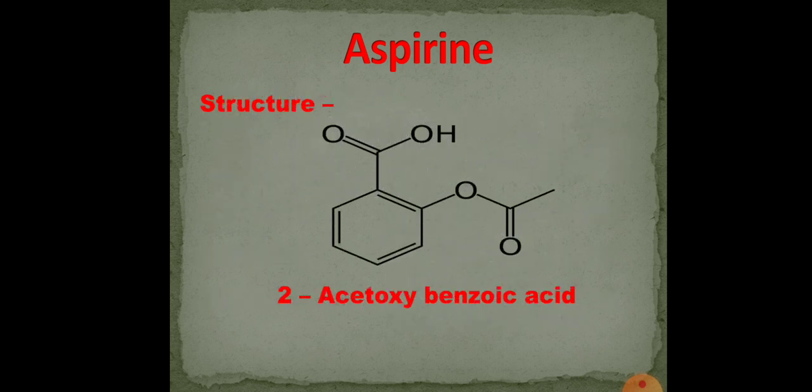This is the structure of aspirin. We can see that there are two groups. First is COOH group and other is acetoxy group, which are present at the ortho position of the benzene ring, and its IUPAC name is 2-acetoxy benzoic acid.